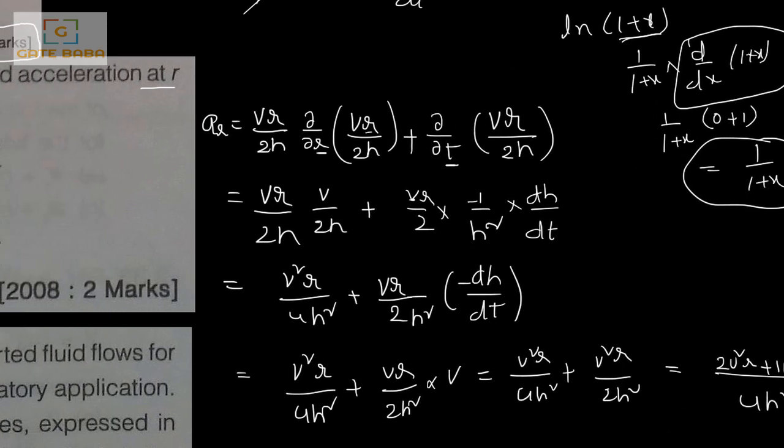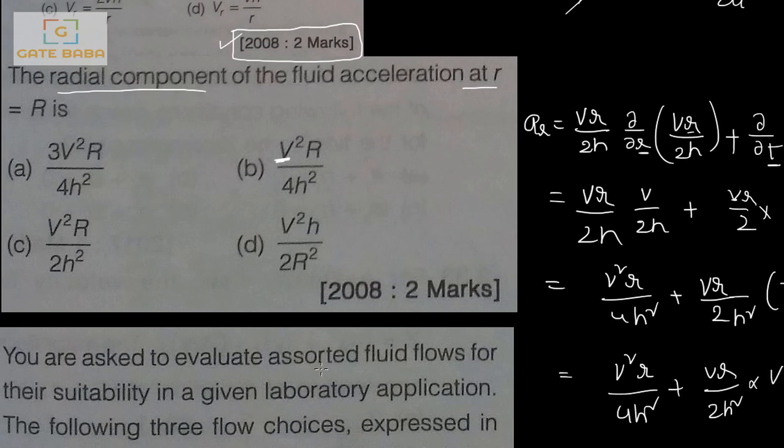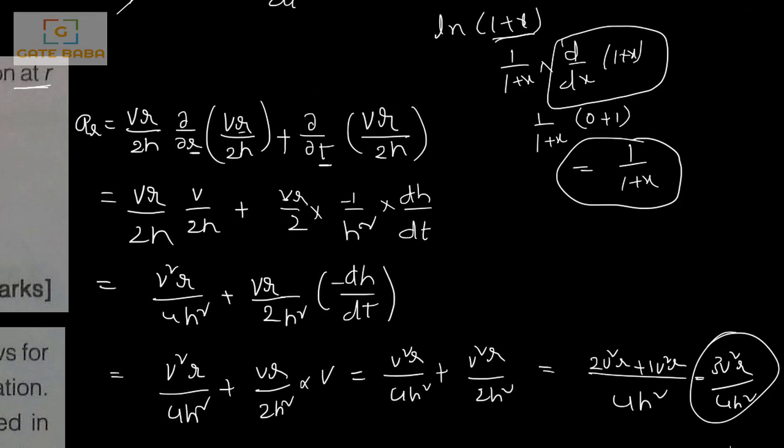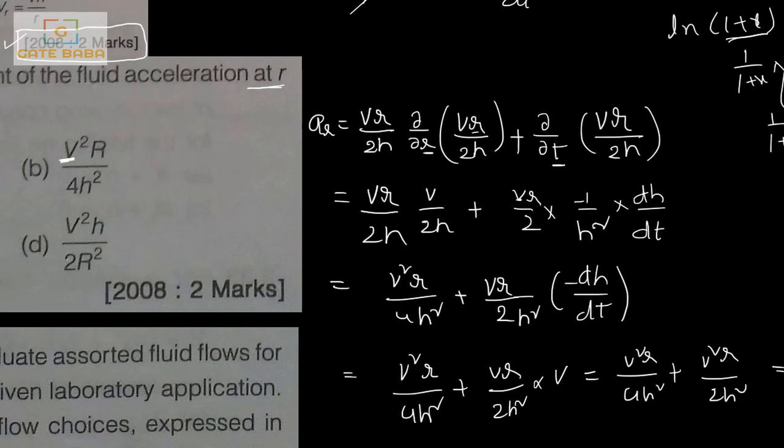What is the radial velocity given? 3v square r by 4h square. Option A is correct. He is asking at radius r equals capital R, so just replace small r with capital R. 3v square capital R by 4h square. Still the answer is the same. So option A is correct.